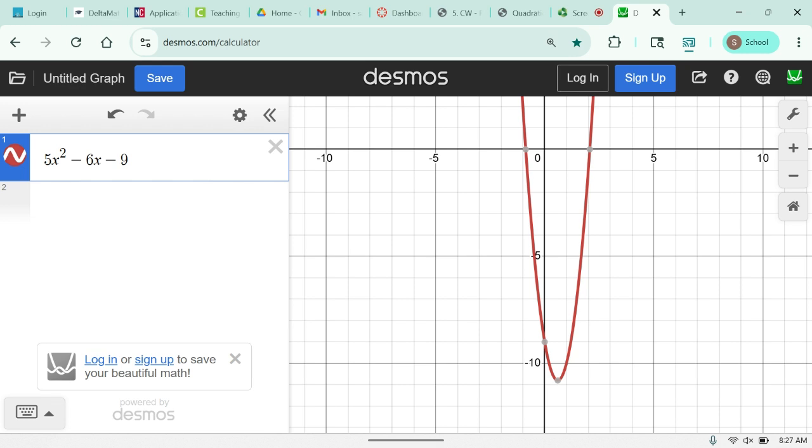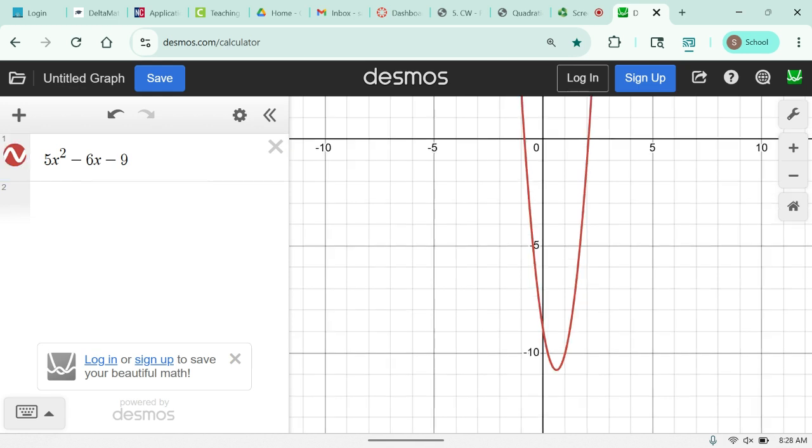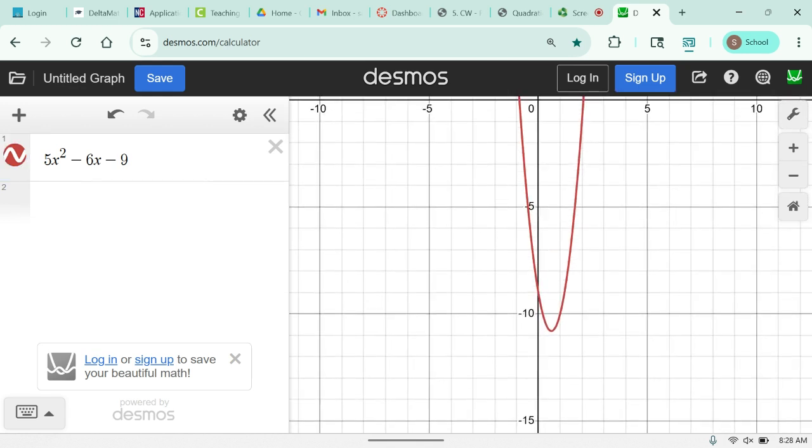All right. So if you graph that function in Desmos, this is what it should look like. Now, again, what I like about Desmos is that it already marks a bunch of the key features for you. So vertex, y-intercept, x-intercepts, it marks all that stuff for you. So you just have to click on it.